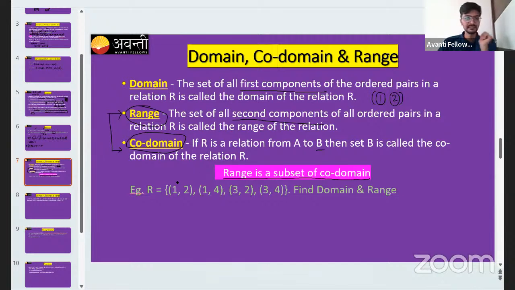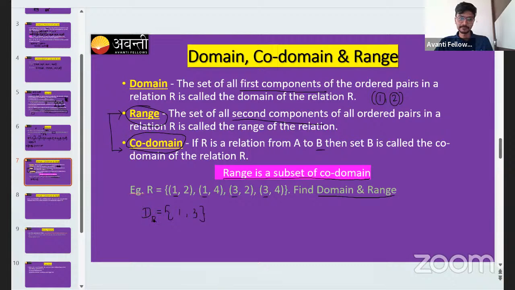Here, a relation R is given with some ordered pairs, and I am asked to find the domain and range. The domain is generally defined as capital D, the set of all the numbers which come first. Here, the numbers which come first are 1, 1, 3, and 3. I hope you remember that in sets, we never repeat numbers, so I can simply write 1 and 3.